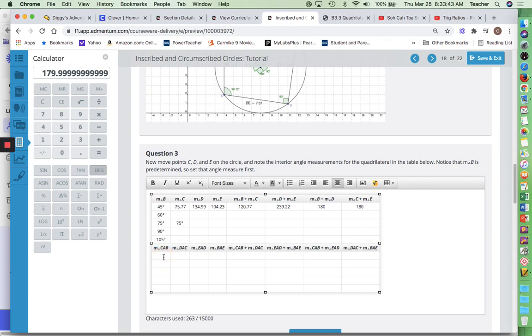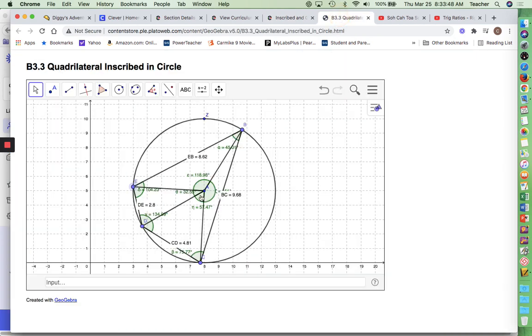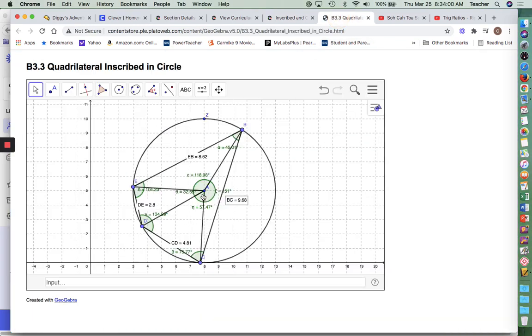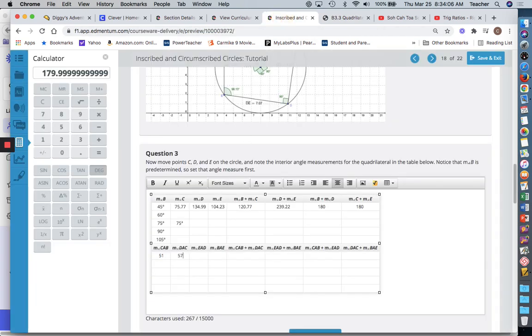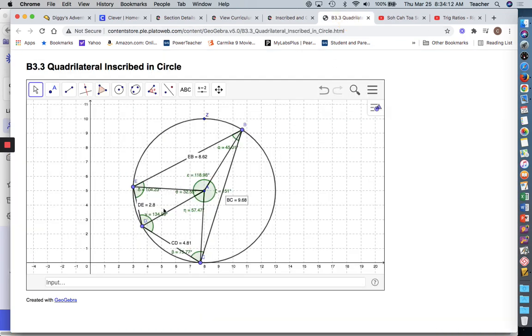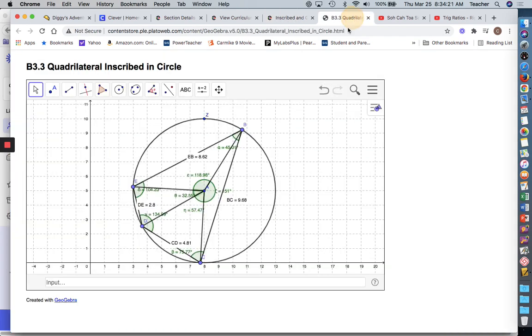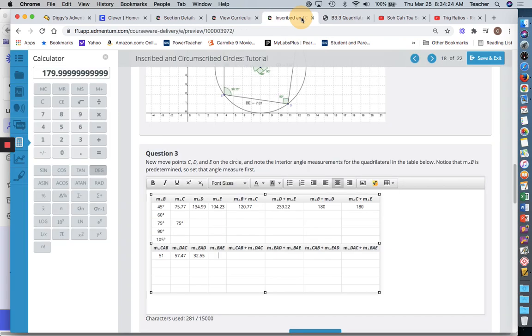All right, let's fill out the bottom chart here. So angle CAB, 51. That's a central angle. DAC, 57.47. EAD, 32.55 for me. BAE, 118.98.